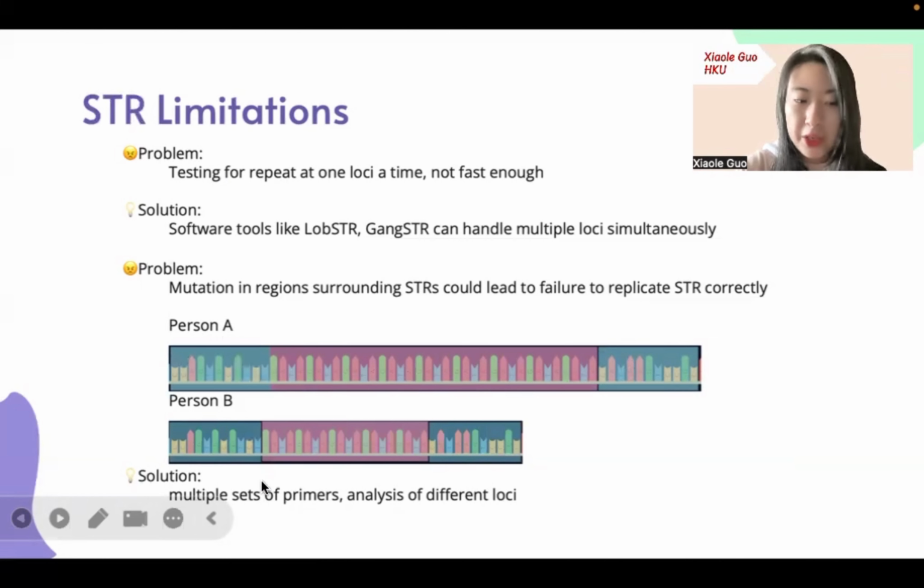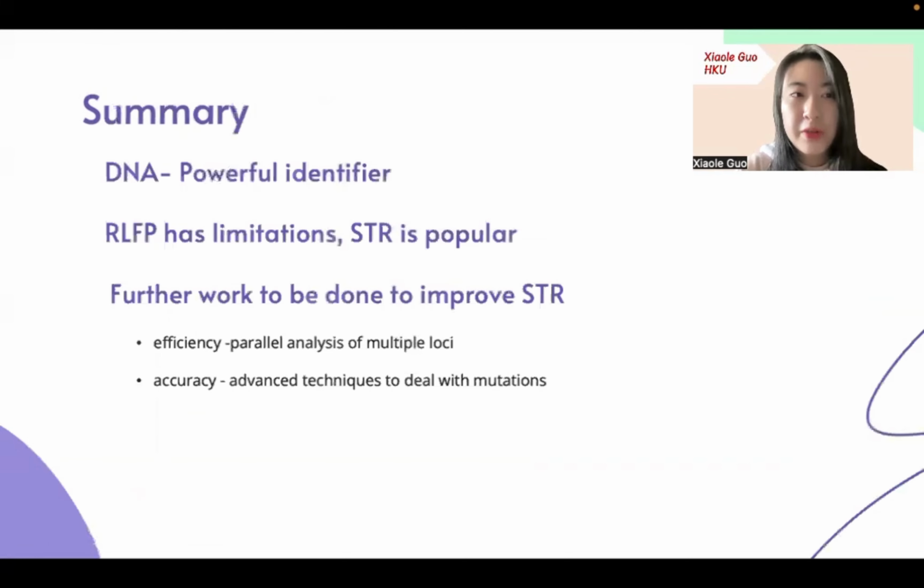And there are some potential solutions. For example, we can use multiple sets of primers so that at least some primers will bind to the region that doesn't contain mutation. And then we can also conduct analysis of more locations. So even though one location has some problem, the others will be fine. Those are the potential solutions to the limitations of STR.